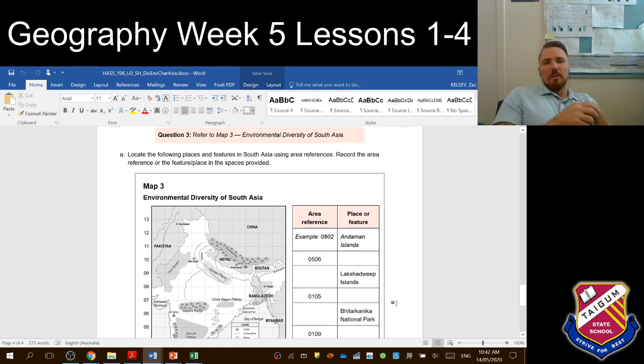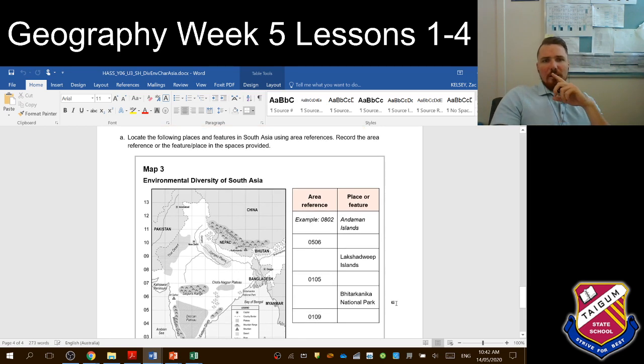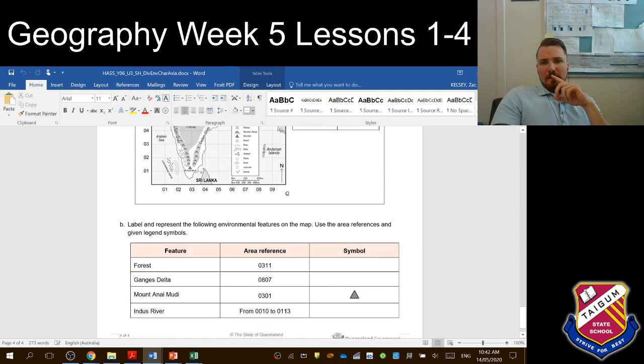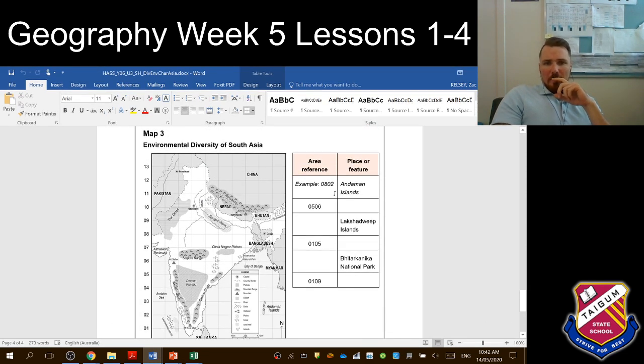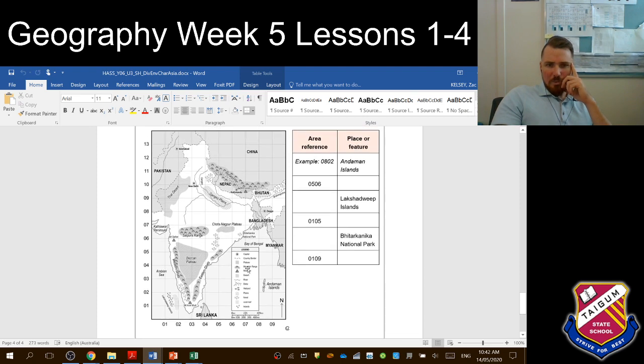Okay, last question. Question 3, locate the following places and features in South Asia using area references. Record the area reference and the feature in the space provided. So we have here an example, 08, 02. Now remember we spoke about the bottom corner, so we have across the bottom here, because we have our eastings first, 08 and 02, which is going to be here. This will represent this one, and that is the Andaman Islands. So you need to find what is in 05, 06, remember we do this one first and this one second, and then you need to locate these and put the appropriate coordinates in for each of those.